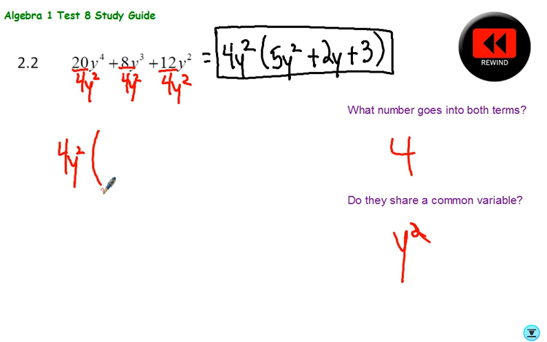Now on the inside, I'd say 4y squared times what gives me 20y to the 4th. Well, 20 divided by 4 would be 5. y to the 4th minus 2 would be y squared. 4y squared times what gives me 8y cubed. Well, that would have to be 2y. And then 12 divided by 4, which gives me 3, and the y squareds cancel.